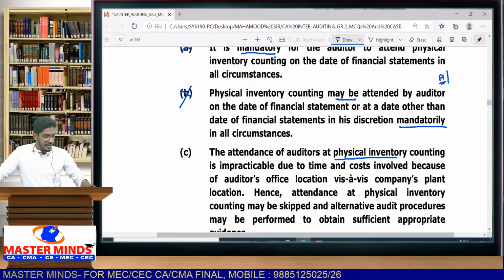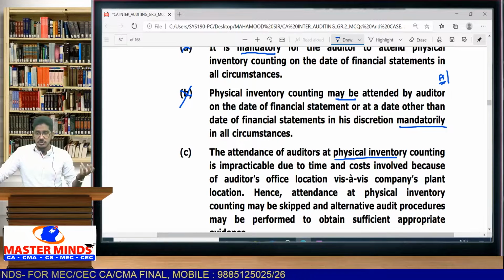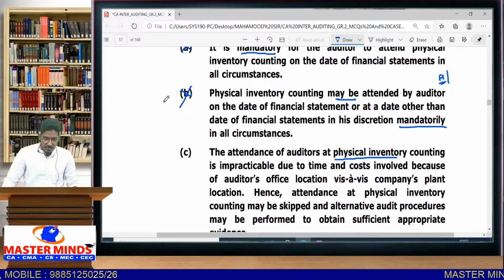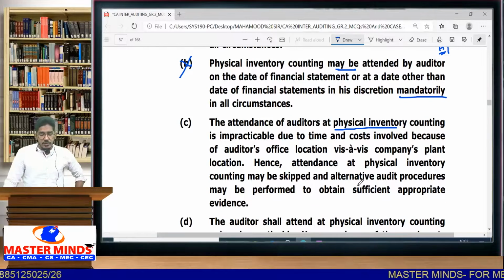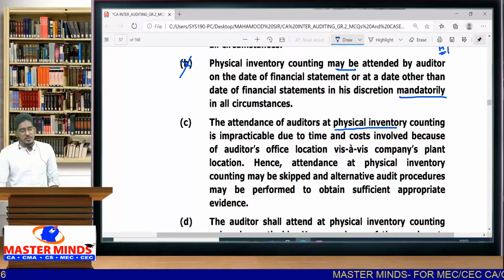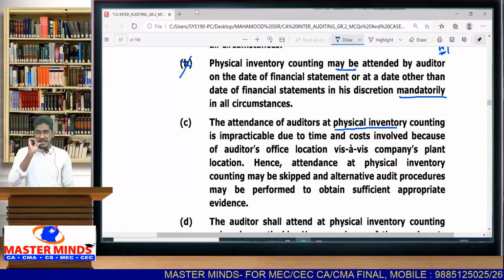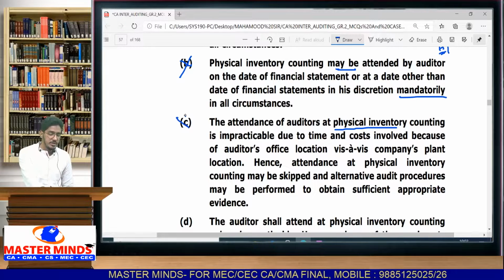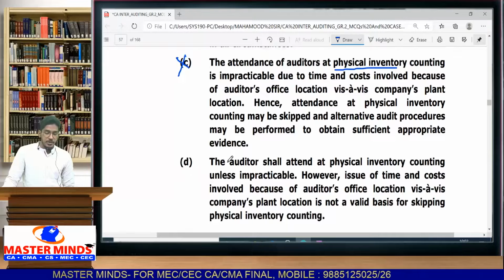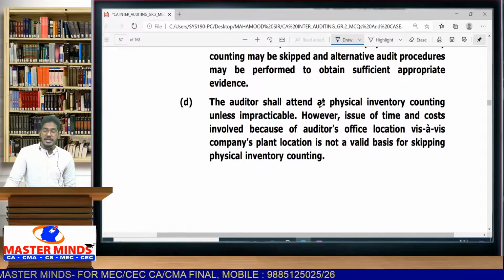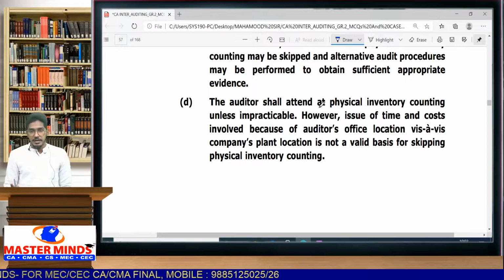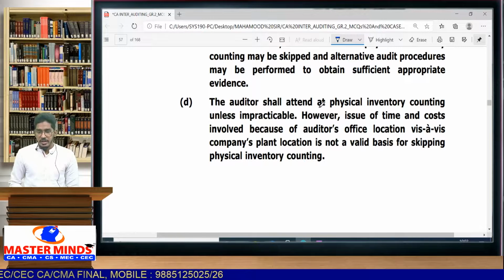If you have natural disasters or other major catastrophes like that, those are the cases which come under impracticability. Just because the distance is far away, you cannot give that as a reason for impracticability. Hence, they say attendance at physical inventory counting may be skipped and alternative audit procedures performed. Definitely not. So option C is also wrong. Let us read option D: The auditor shall attend physical inventory counting unless impracticable. Unless impracticable, you should always try to attend physical inventory counting.